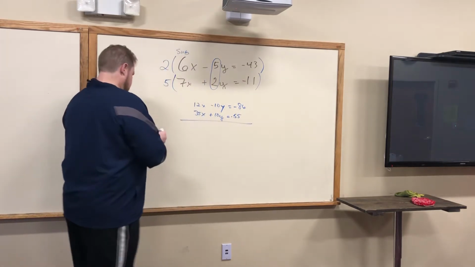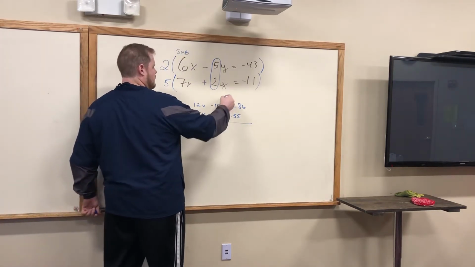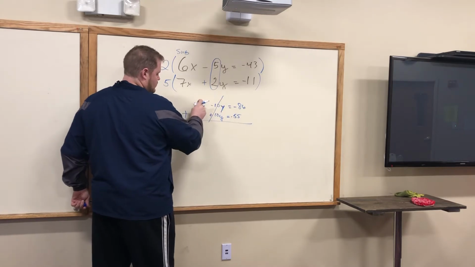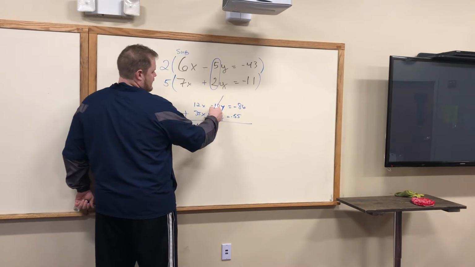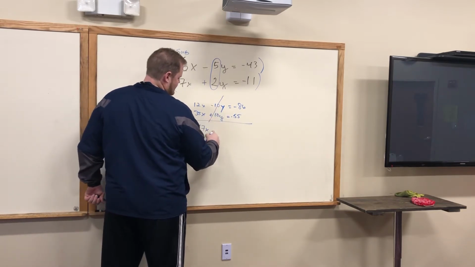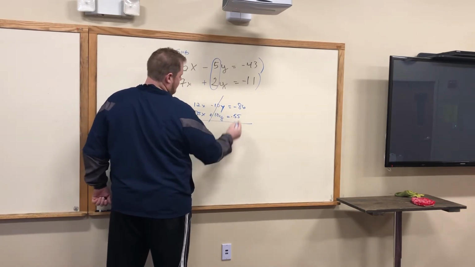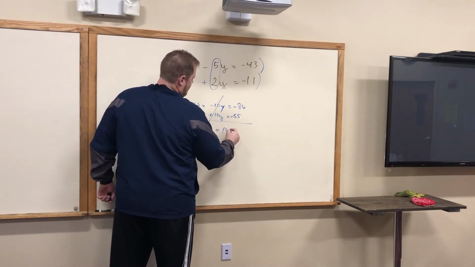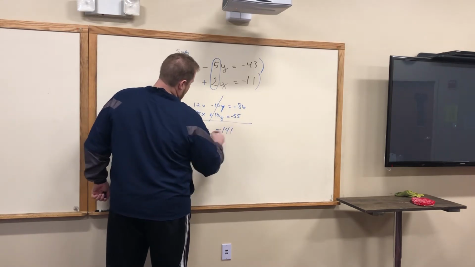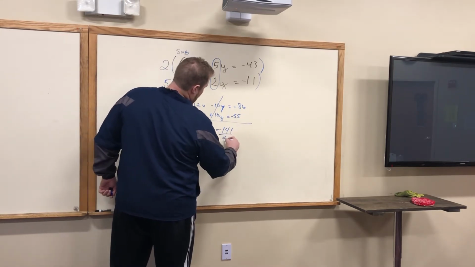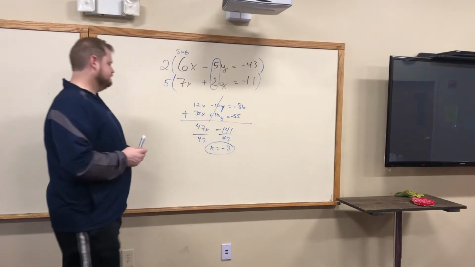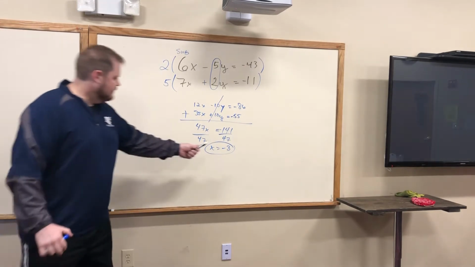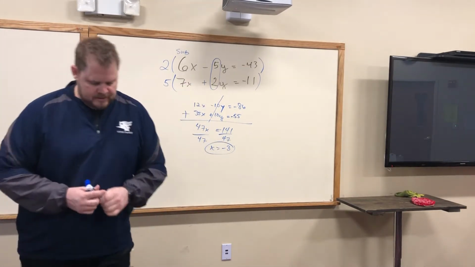Draw the line. So if I add these two, this cancels. Notice? So 12 plus 35 is 47x. Negative 10y plus positive 10y gives you 0. And you're left with 86 plus 55, 141. Negative 141. Divide by 47. X equals negative 3. So take that 3, plug it back in, and you'll get the same answer of 5.